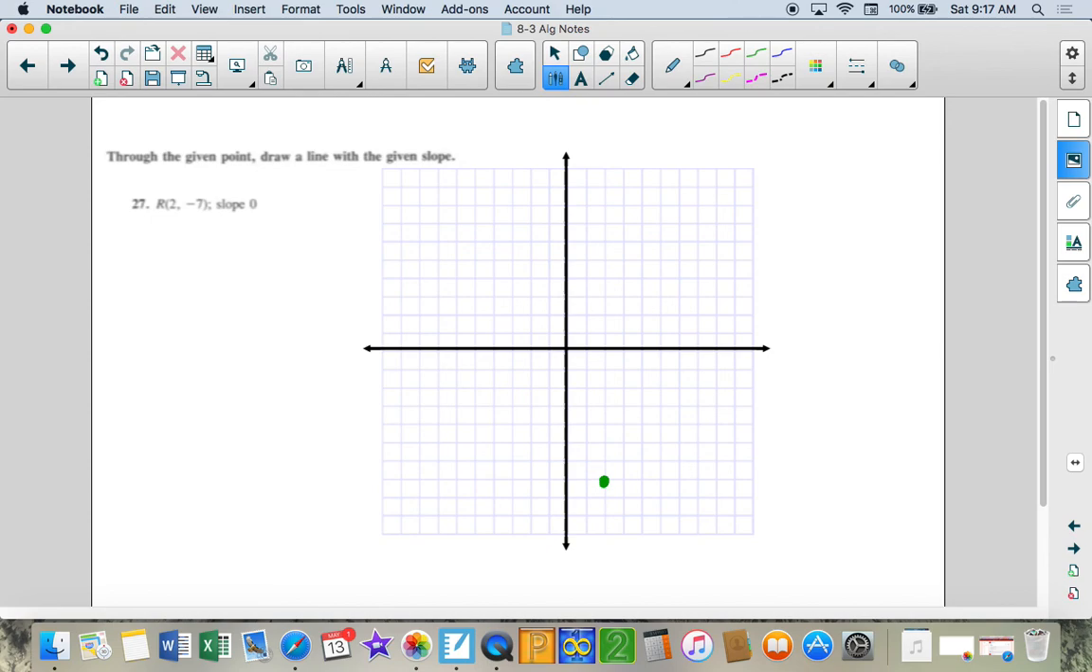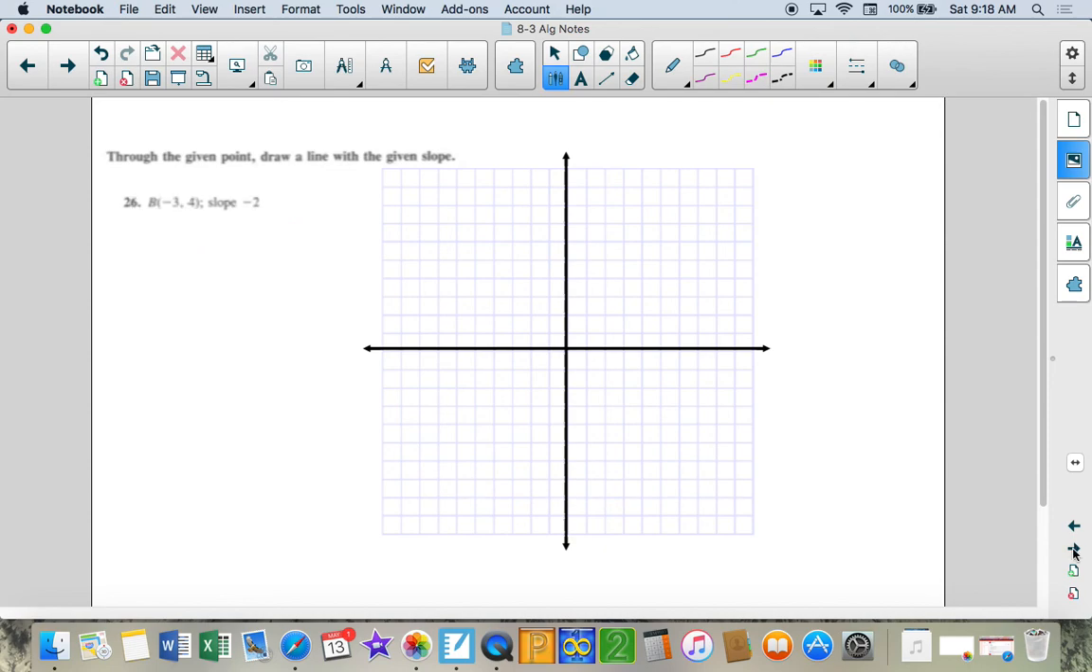What does that mean? What's 0 as a fraction? 0 over 1. So what does that mean? That means up 0 and then right 1. So I'm going to go up 0 from this point and right 1. Up 0, right 1. I got 3 points. I have a horizontal line. And remember, horizontal lines have slope of 0. So that would be the graph of that.